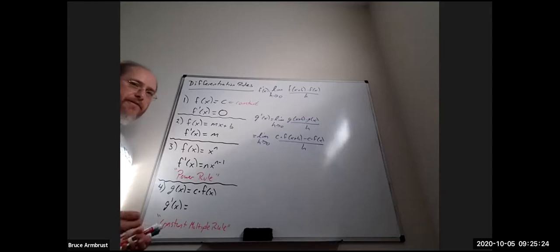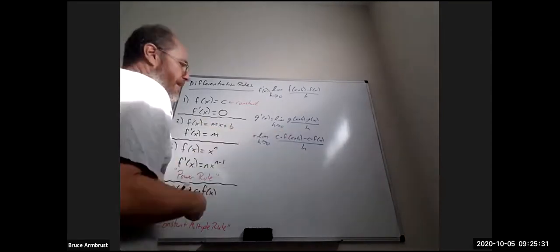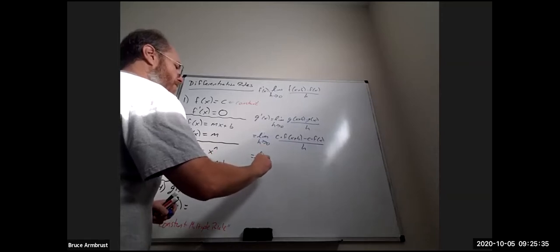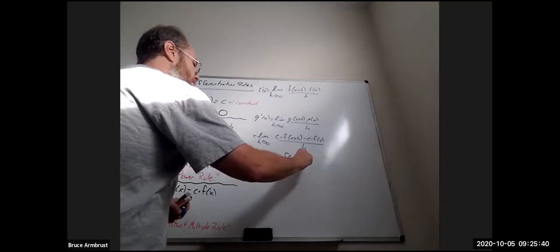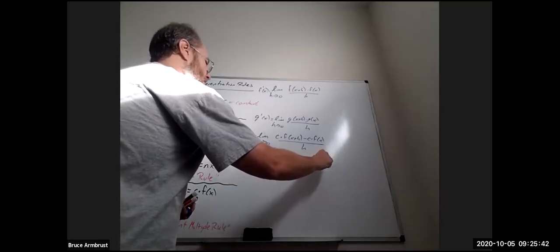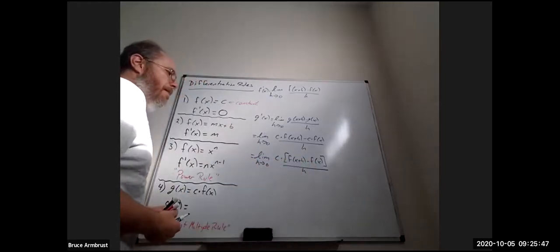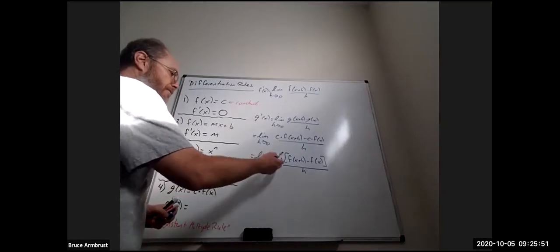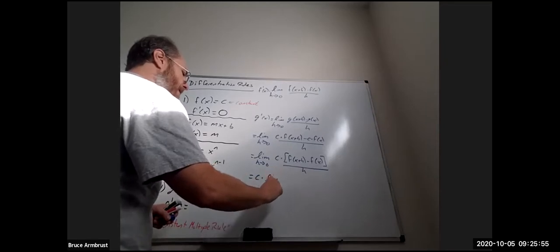All right, so again, just definition. But notice on top there, both of those things have a c, so I can factor that out. The limit as h goes to 0 of c times f of x plus h minus f of x. And since that c has nothing to do with the h, we can actually pull it outside of the limit. So I'm going to go ahead and do that.